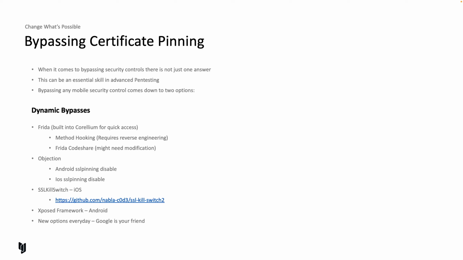SSL Kill Switch for iOS has a GitHub project, so you can look it up if you've never used it. It's just a deb file. You can just install it on your phone. It's pretty easy to install if you have a jailbroken phone, of course. This can also be done on a Corellium virtualized device. Basically, you go into your settings, there's an option, you select the application, you enable the bypass, and it will attempt to bypass it. I'd say it probably bypasses 80 to 90% of applications that implement certificate pinning. So it's a really good option for iOS if you don't want to use custom scripts and things like that.